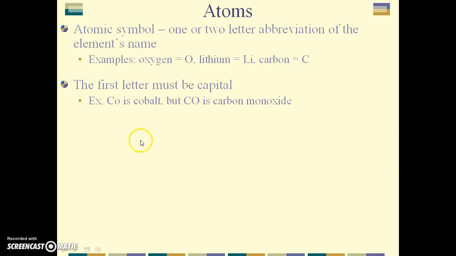For example, uppercase C, lowercase o is cobalt, but uppercase C, uppercase O is carbon monoxide. Cobalt is metal, but carbon monoxide will kill you. They are extremely different, so be careful with writing your capital and lowercase letters during this unit. In fact, you should always be careful with that.